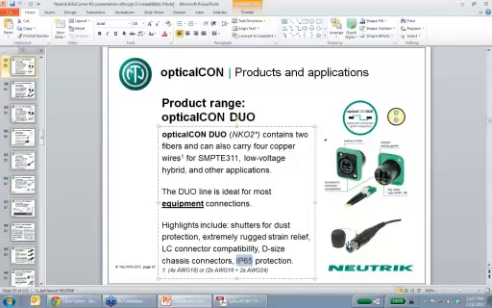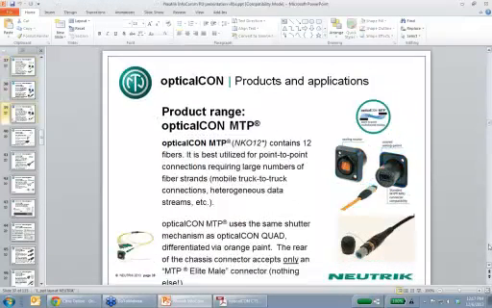Great. So they're saying you can mix LEMO and opticalCON, and somebody said that's fabulous. So this next question I got is: are MTP and MPO the same? This is a great question. I love it, but this is going to get really nerdy.